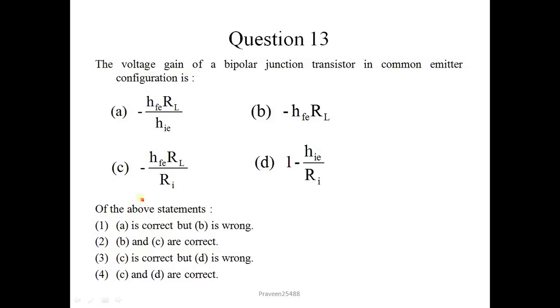Next question is question number 13. The voltage gain of a bipolar junction transistor in common emitter configuration is. So voltage gain for BJT is given as minus HFE RL upon HIE. So A is correct. So of the above statements, A is correct but B is wrong. So correct option is 1.